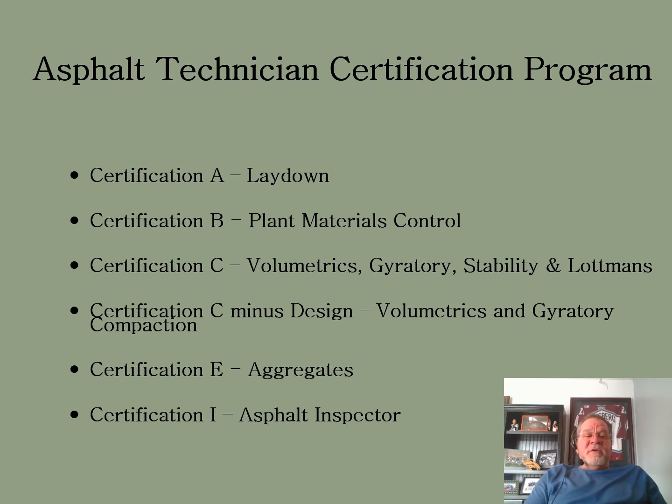The Technician Certification Program is broken down into 6 basic parts. Level A laydown is what we're going to be talking about today. Certification Level B, Plant Materials Control. Certification C, Volumetrics, Gyratory, Stability and Allotments. C- Design, Volumetrics, Gyratory, Compaction. E, Aggregates, and I, Asphalt Inspector, are all separate and individual programs that we will not be discussing today.